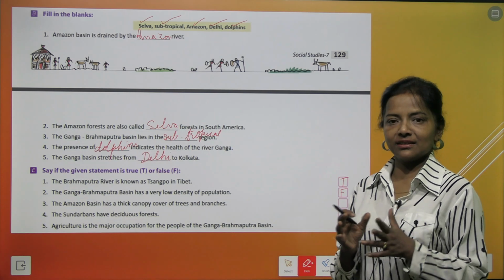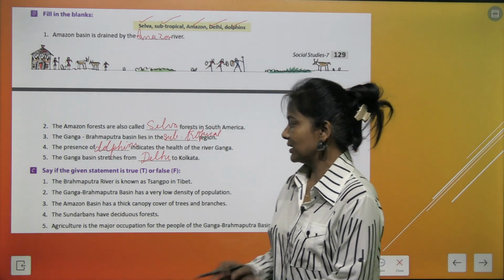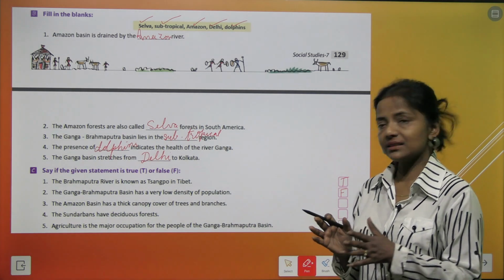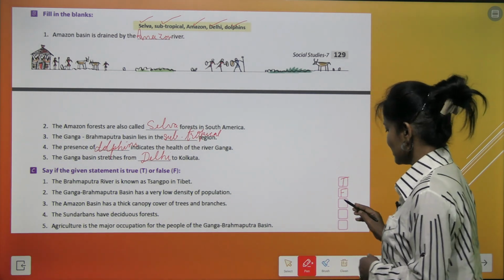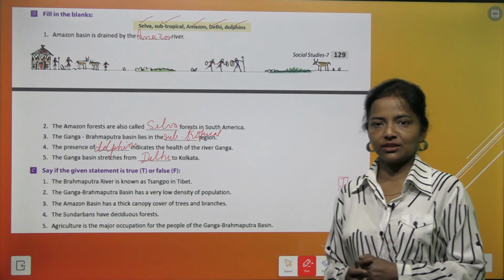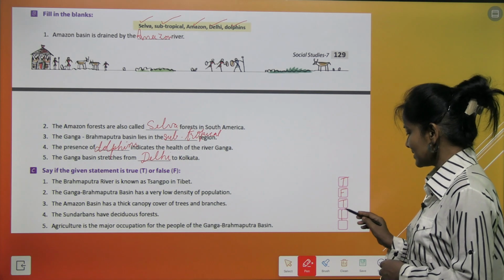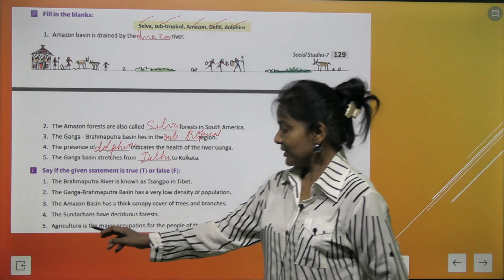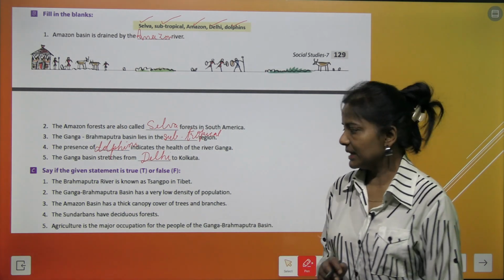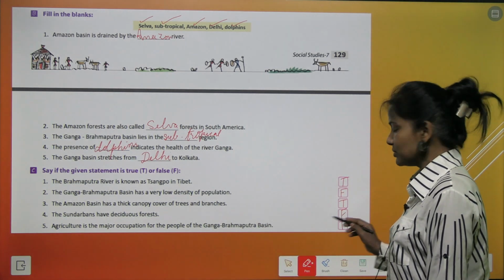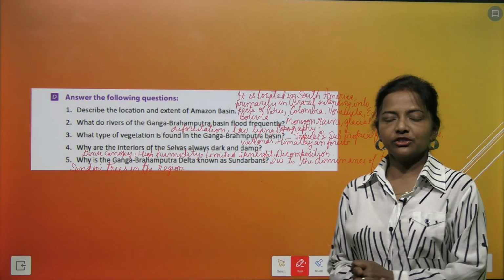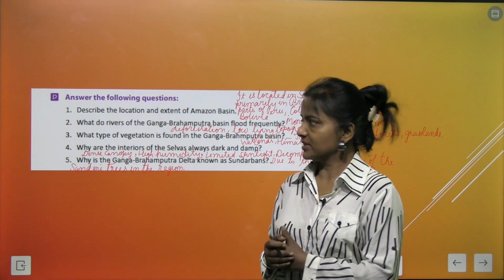The Ganga-Brahmaputra basin has a very low density of population. This is false, children. So we write F. It has a high density of population. The Amazon basin has a thick canopy cover of trees and branches. Yes, this is true. The Sundarbans have deciduous forest. No, this is false. And lastly, agriculture is the major occupation for the people of the Ganga-Brahmaputra basin. Yes, this is true. Write down T. Okay? Now let's move further. Now children, let's answer some questions here.